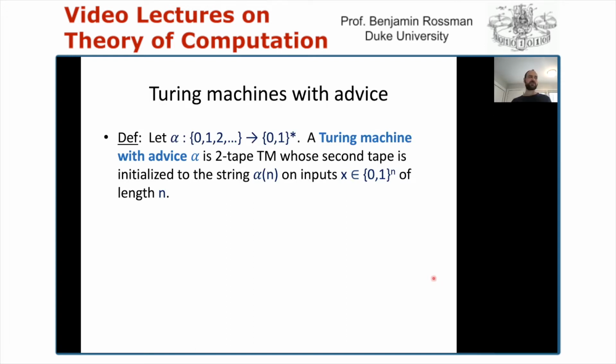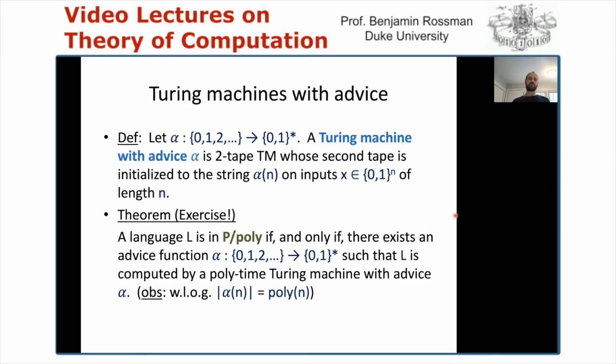Okay, so this is the notion of a Turing machine with advice. Let alpha be a function from natural numbers to strings. We can also think of alpha as just a sequence of strings. So a Turing machine with advice alpha is defined as a two-tape Turing machine with one standard input work tape and a second tape, which is initialized to the string alpha n on inputs of length n. Okay, so this is a Turing machine with advice.